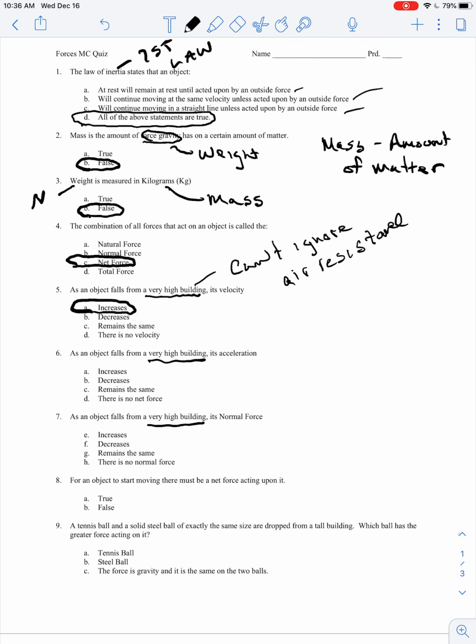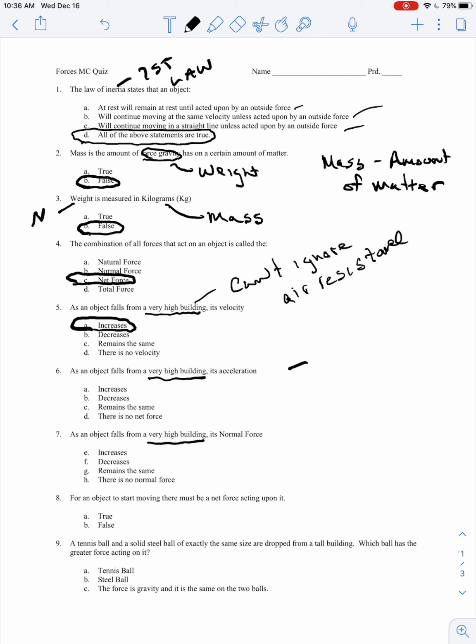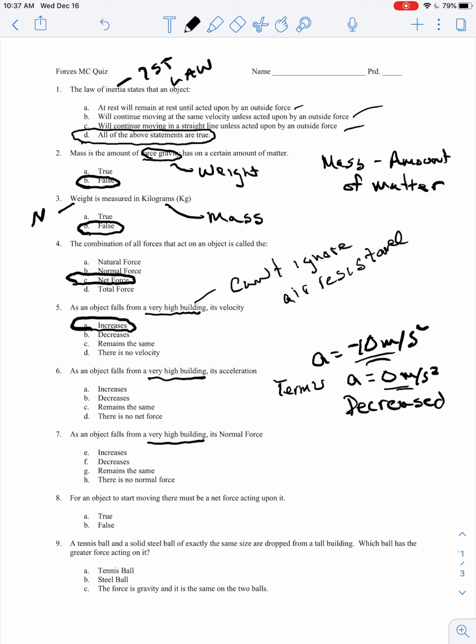As an object falls from a very high building, its acceleration, remember the acceleration when I first drop it, a equals negative 10 meters per second squared. And as it falls, the acceleration gets less and less until it gets to terminal velocity, where it's not speeding up anymore, and the acceleration is equal to 0. If I change from acceleration of negative 10 to 0, that means the acceleration decreased. It got smaller. It was speeding up by this much, and now it's not speeding up at all. So we would say that the acceleration decreases.